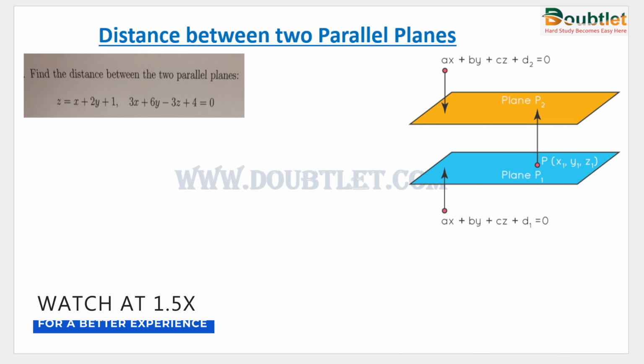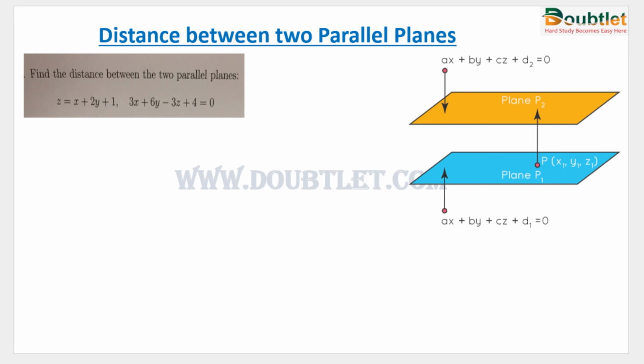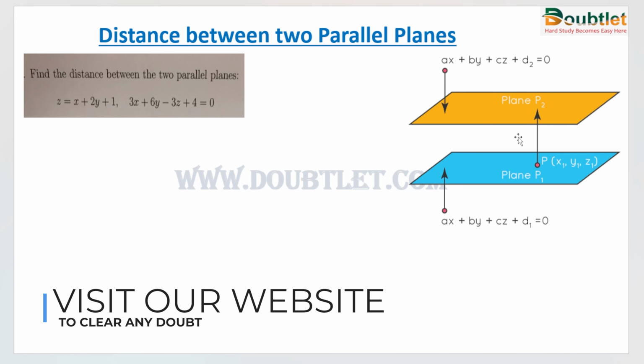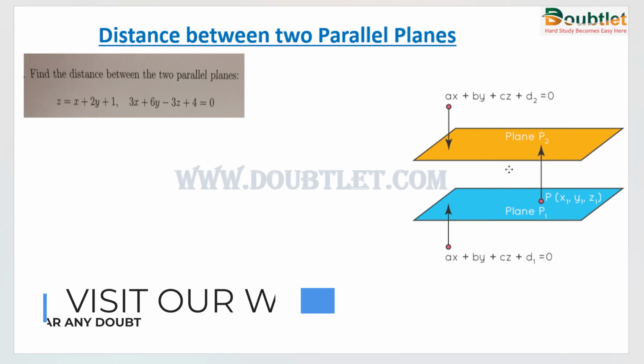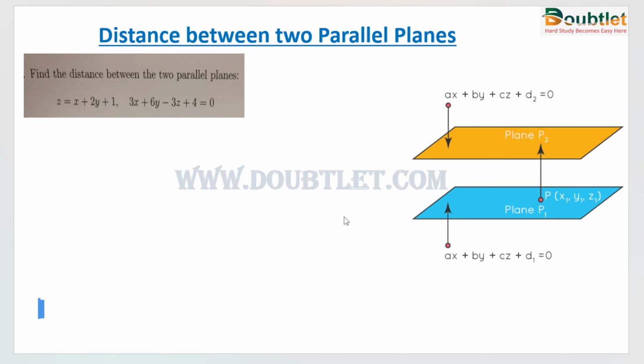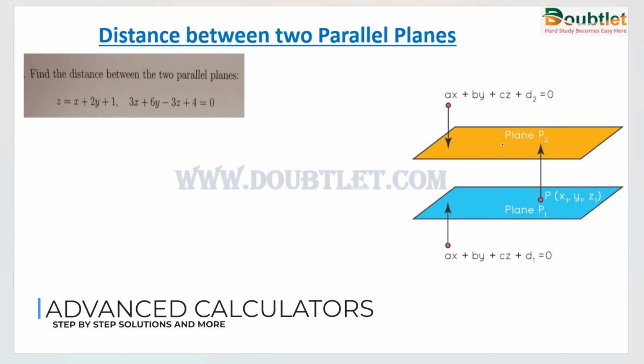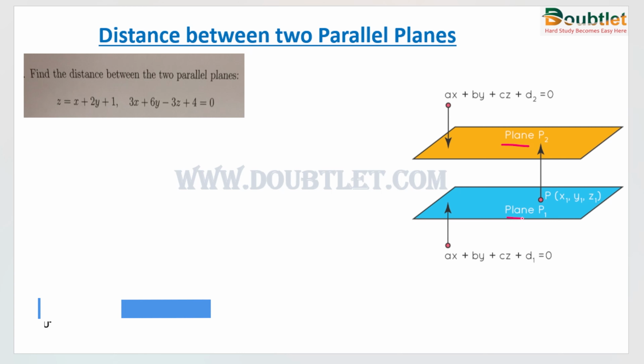So in this video, we will learn how to find the distance between two parallel planes. I have already designed two parallel planes. This is the plane P2 and this is the plane P1. The equation of plane P1 is ax + by + cz + d1 = 0, and the equation of plane P2 is ax + by + cz + d2 = 0.